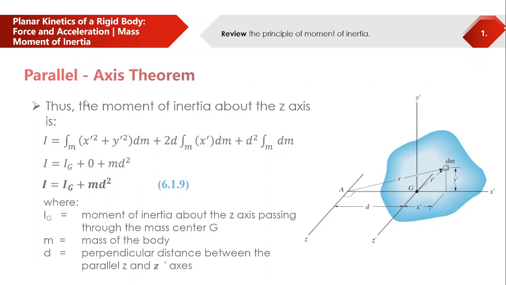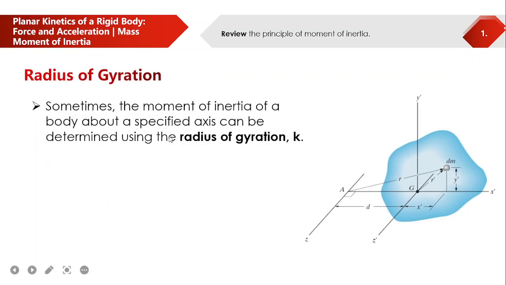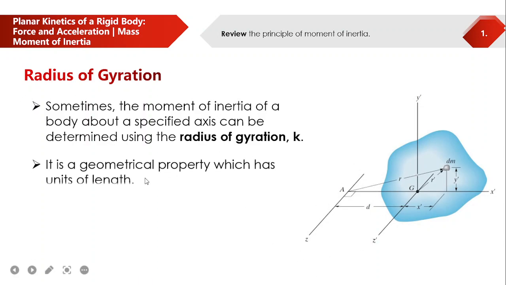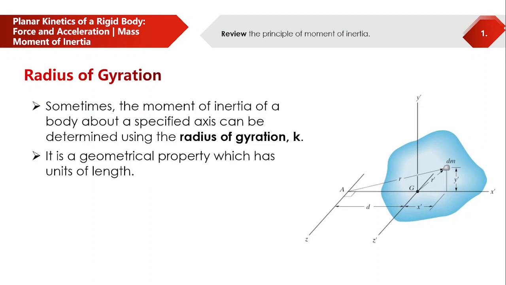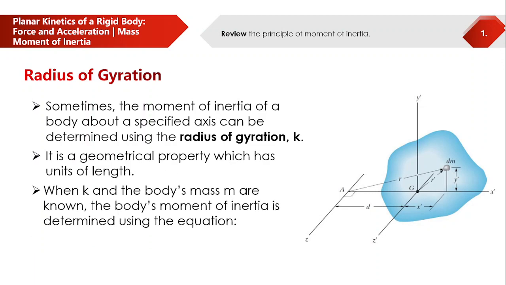Okay? So next is the radius of gyration. Sometimes, not always, the moment of inertia can be solved about a specified axis. The moment of inertia of a body about the specified axis can be determined using the radius of gyration. So another way of solving for your moment of inertia is the radius of gyration. So what is this? It is a geometrical property which has the units of length. When k and the body's mass m are known, the body's moment of inertia is determined using this equation.